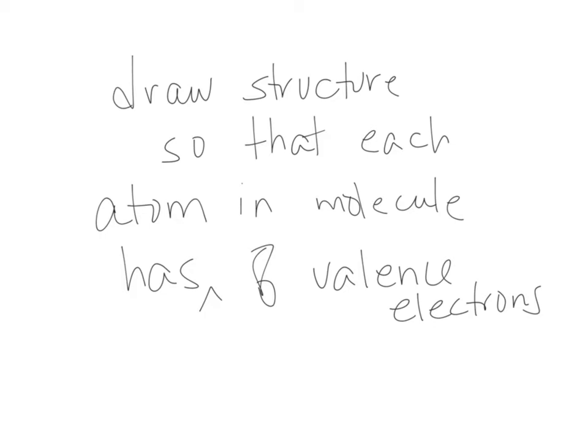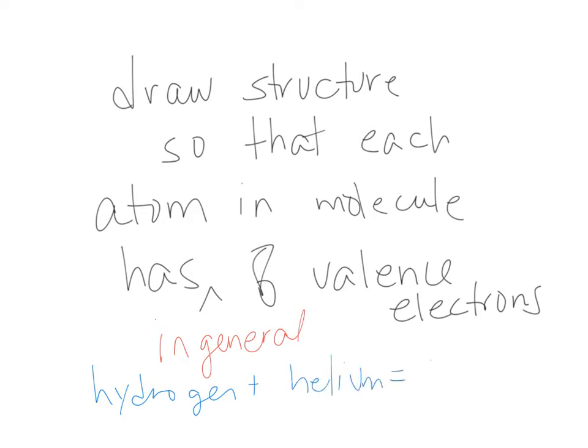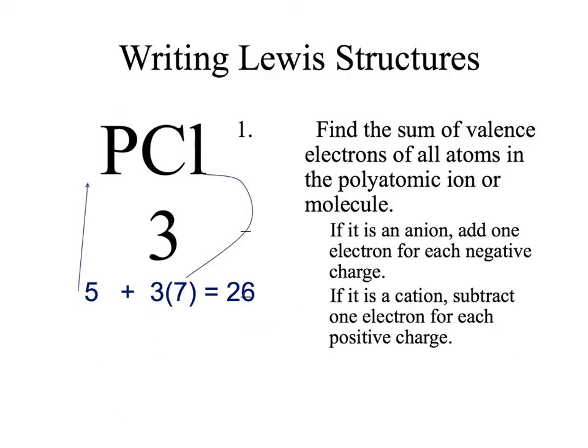When we draw Lewis structures, we're going to draw the structure so that each atom in the molecule has 8 valence electrons. This is in general, because there are exceptions. One exception is hydrogen and helium. They will be drawn so they only have 2 valence electrons. Now we could just guess and try to throw the electrons down, but there's actually a method that is very helpful, so that's what I'm going to teach you.